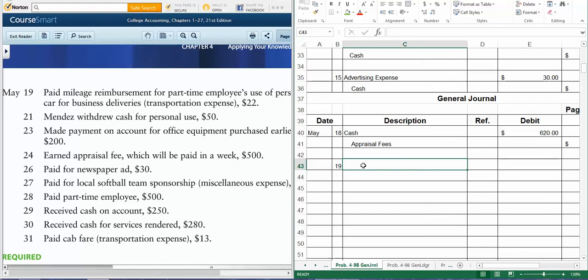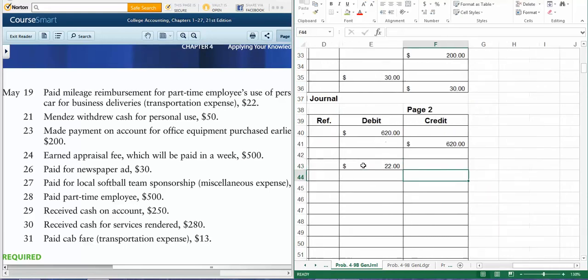So it's going to be for transportation expense. And then since we're paying them money, it's going to be cash. So that's $22.